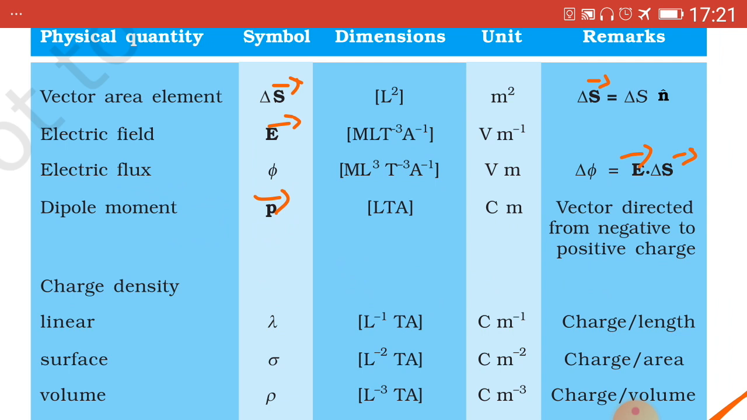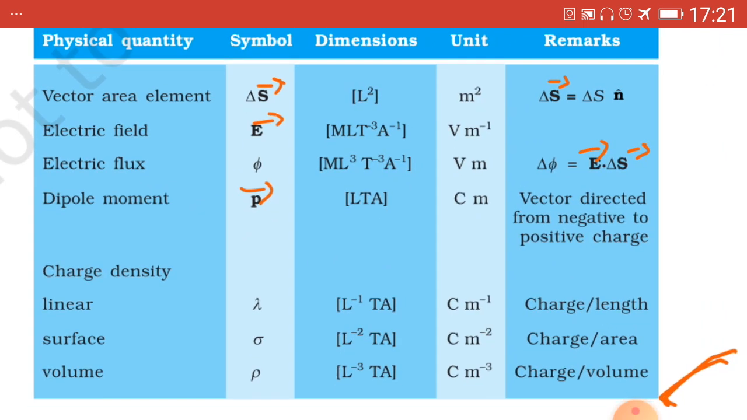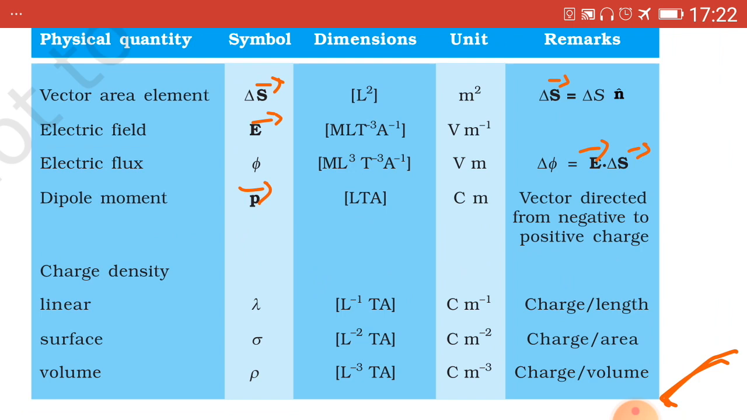Different physical quantities from this chapter with their symbols, dimensional formulae, units, SI units, and different formulae, which will be helpful for objective purposes. Now we deal with the exercise numericals.